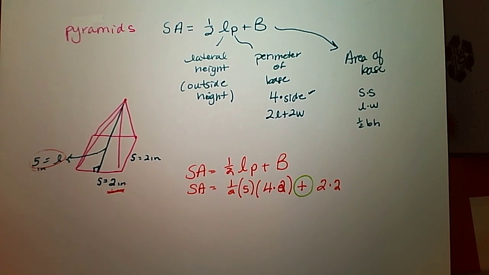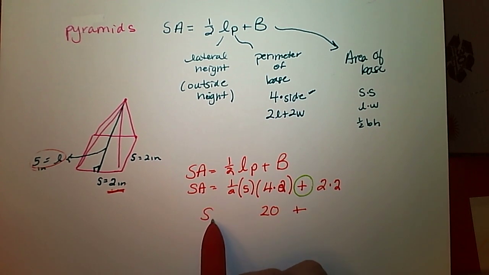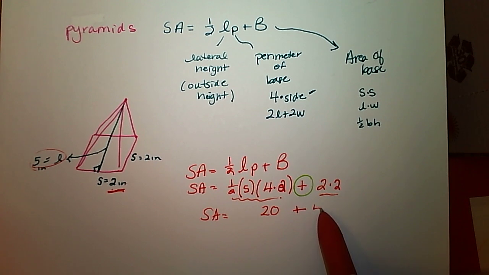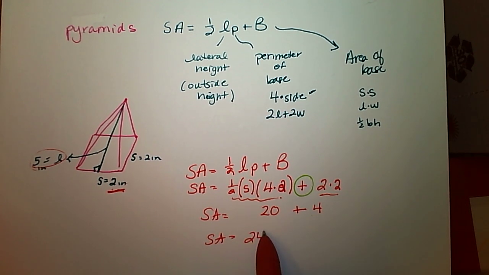So I take my handy dandy calculator. And so I say 1/2 times 5 times 4 times 2. This side here is 20. That's just this piece right here. And then 2 times 2 is 4. So my surface area is the 2 added together, so it's 24, and it was inches squared. Simple. It's just knowing what the bits and pieces are.